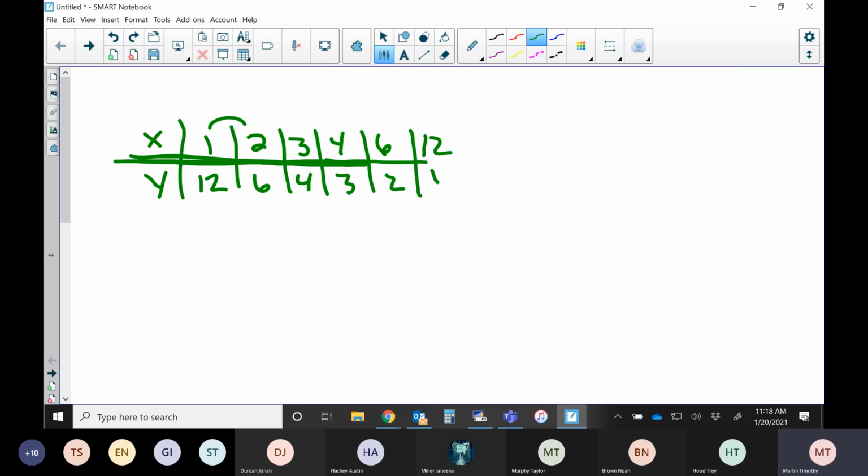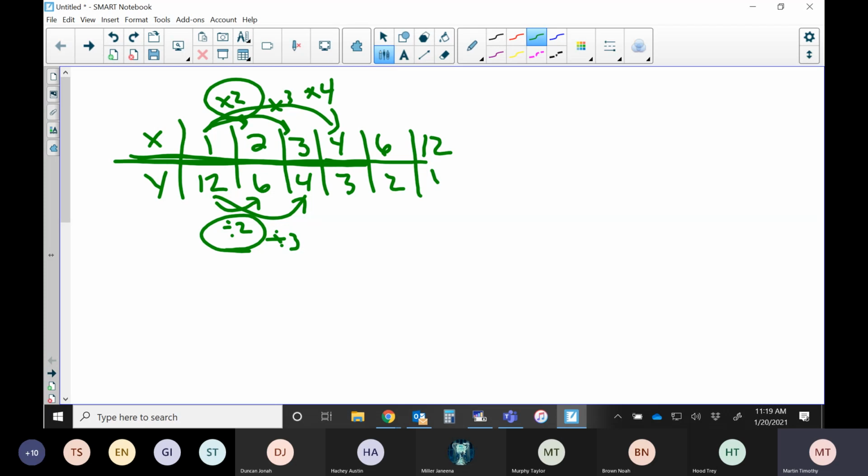If I look at this right here, it is multiplying by 2. If I look at this, it is dividing by 2, right? So as this increases, proportionately this decreases. As this is times 3, this divides by 3. From here to here I times by 4. From here to here I divided by 4. So as this is going up, multiplying a certain way, this is dividing.